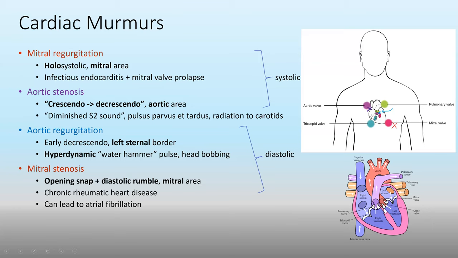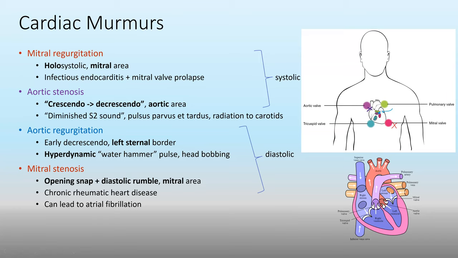When this valve is supposed to be closed, the left ventricle is relaxing, pressure is higher in the aorta, so this should be closed: high pressure, low pressure shuts this valve. But in aortic regurgitation, this valve leaks. So early in diastole, instead of the blood filling and flowing through your aorta and your systemic circulation, it regurgitates back into the left ventricle.